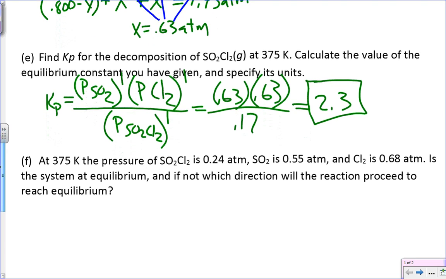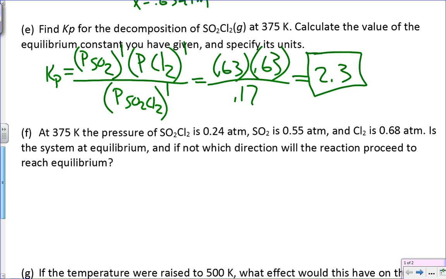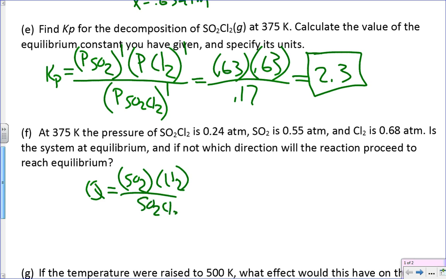And that brings us to F. At 375 K, the pressure of SO2Cl2 is 0.24, SO2 is 0.55, and Cl2 is 0.68. So they're giving us our pressures. Now the question is, are we at equilibrium? Well, remember, the Kp expression under non-equilibrium conditions, we actually call the Q. So the Kp expression is really the same as the Q expression. But since we don't know if it's at equilibrium or not, we can't call it K. So it's going to equal the same thing. It's going to be the pressure of the SO2 times the pressure of the Cl2 over the pressure of SO2Cl2.